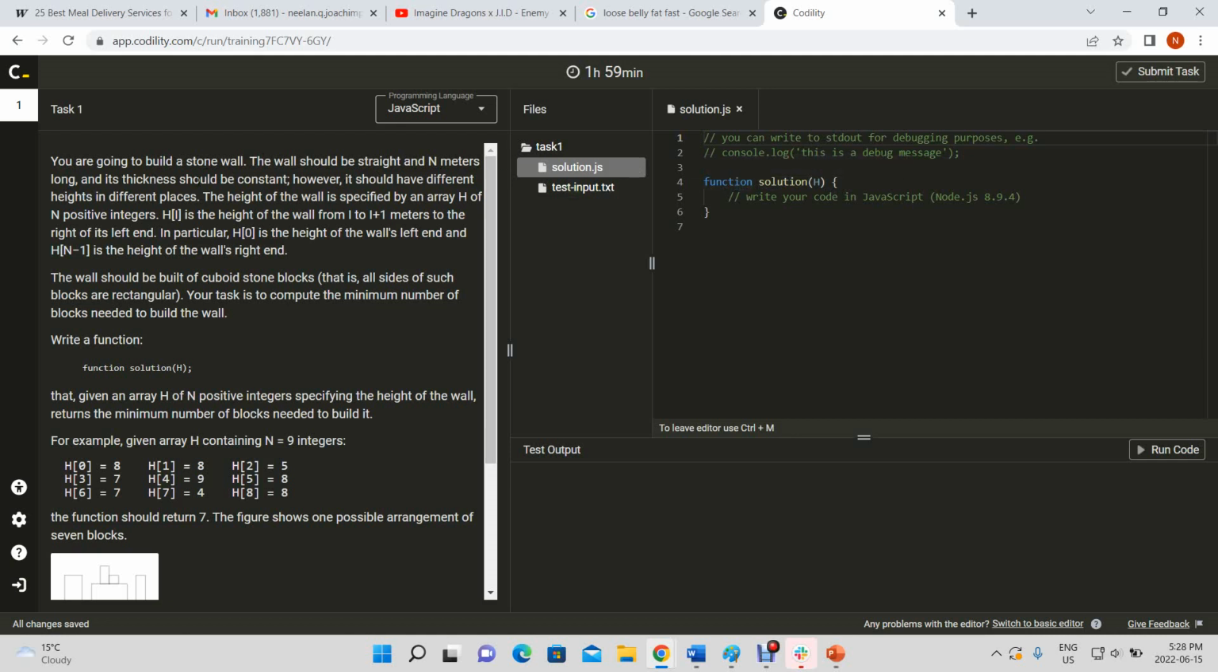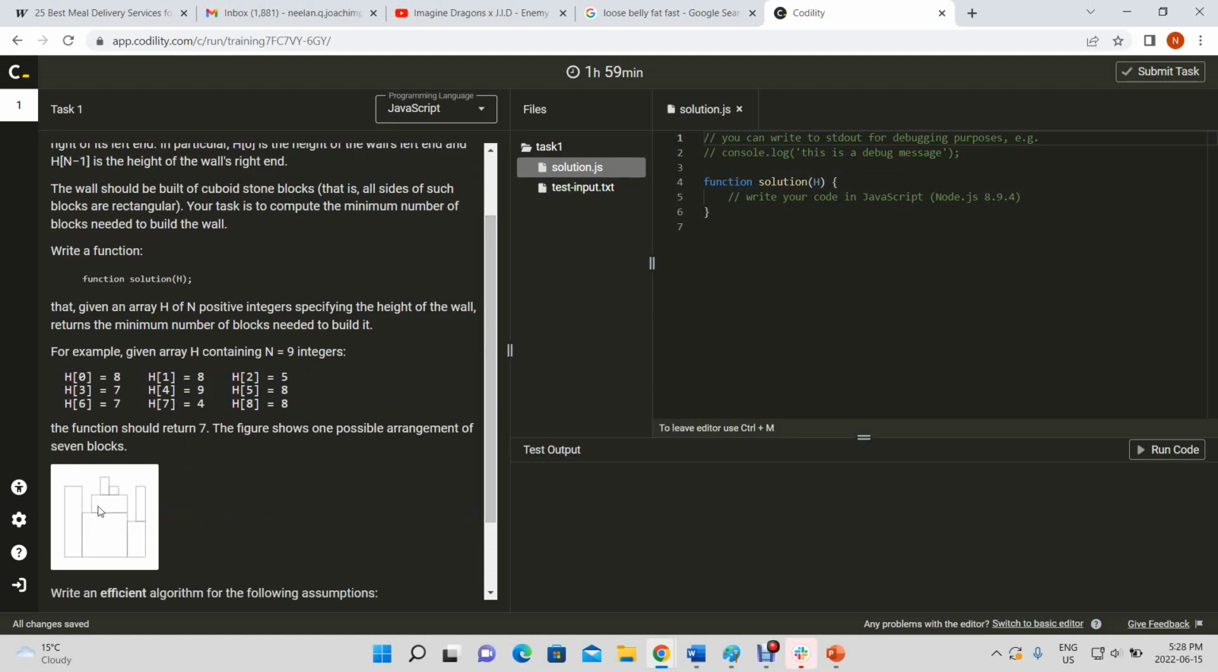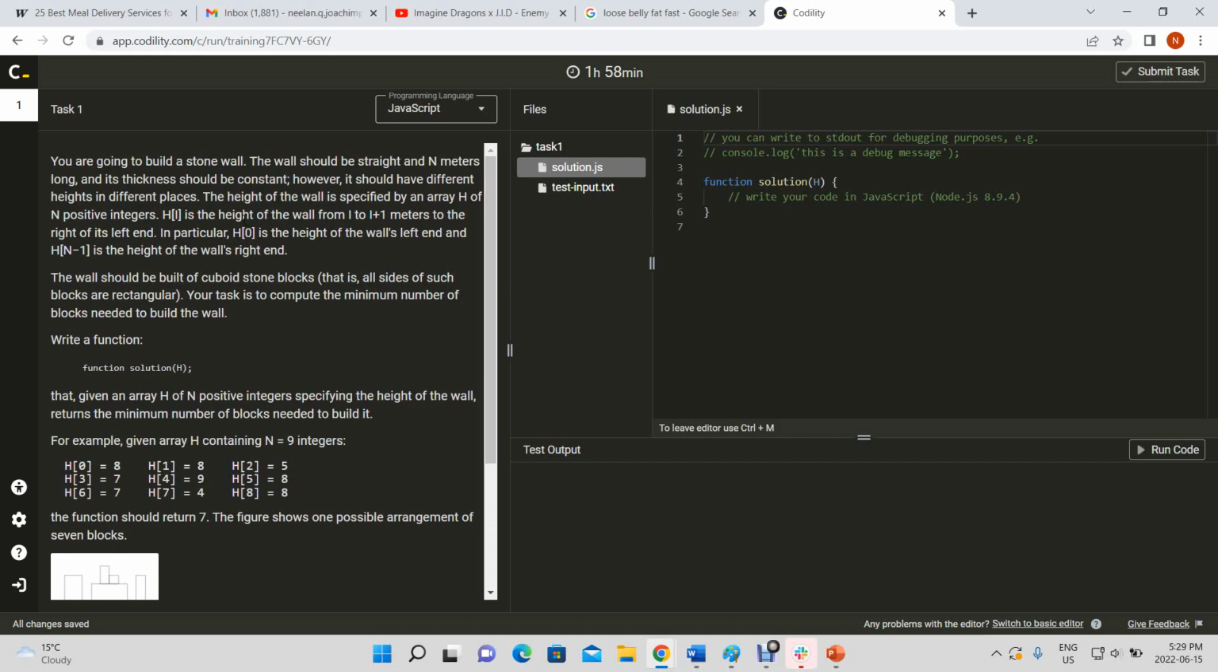and its thickness should be constant. However, it should have different heights in different places. So if we look at this diagram, the height of the wall varies at different points. The height of the wall is specified by array H of n positive integers. H[i] is the height of the wall from i to i+1 meters to the right of its left end.